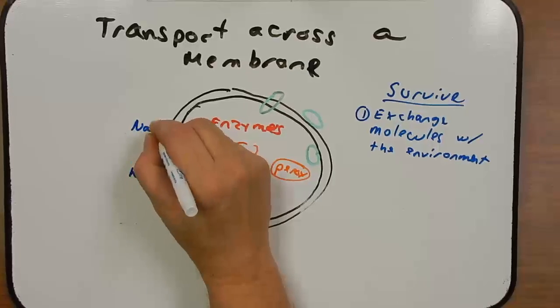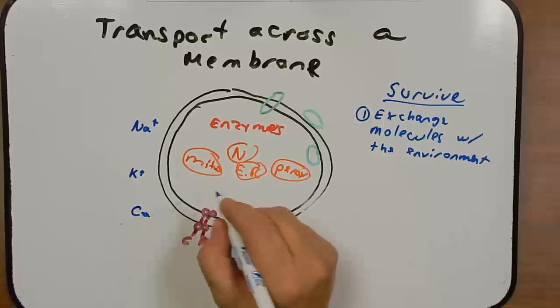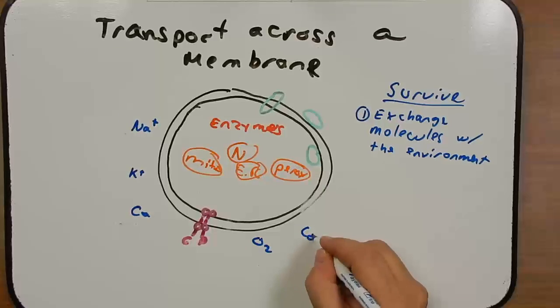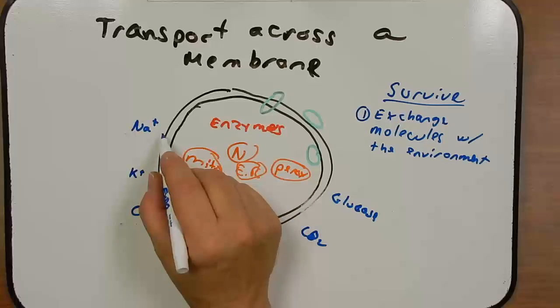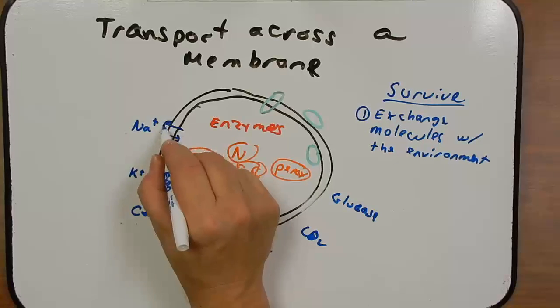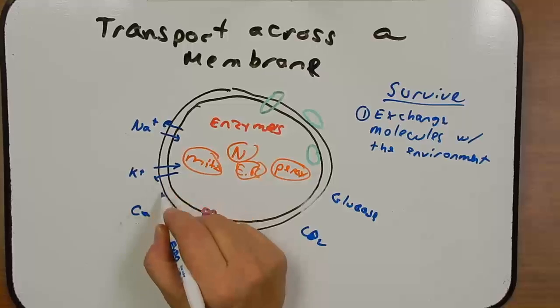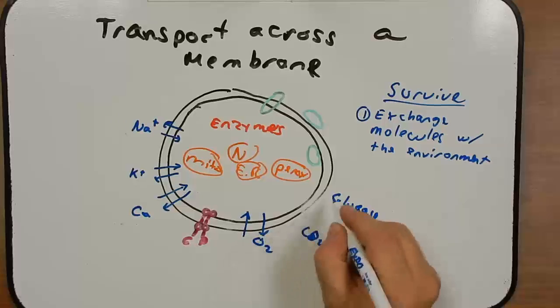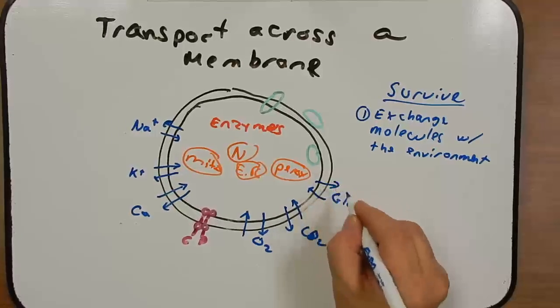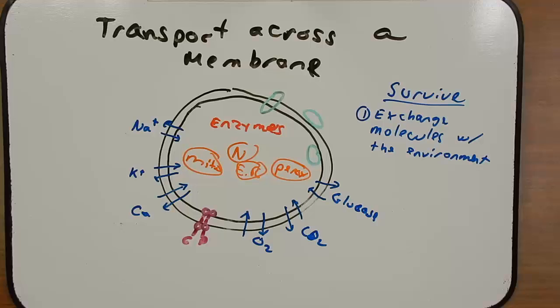Potassium, sodium, calcium, oxygen, CO2, glucose. These all are outside the cell, and they're also all inside the cell. So there has to be a mechanism to send these ions back and forth to maintain a proper homeostasis within the cell. Some of these will be easier to move across the membrane. Some of them will require more energy, more work. But it's important that the cell has a way to exchange with the environment these particular ions and other ions.